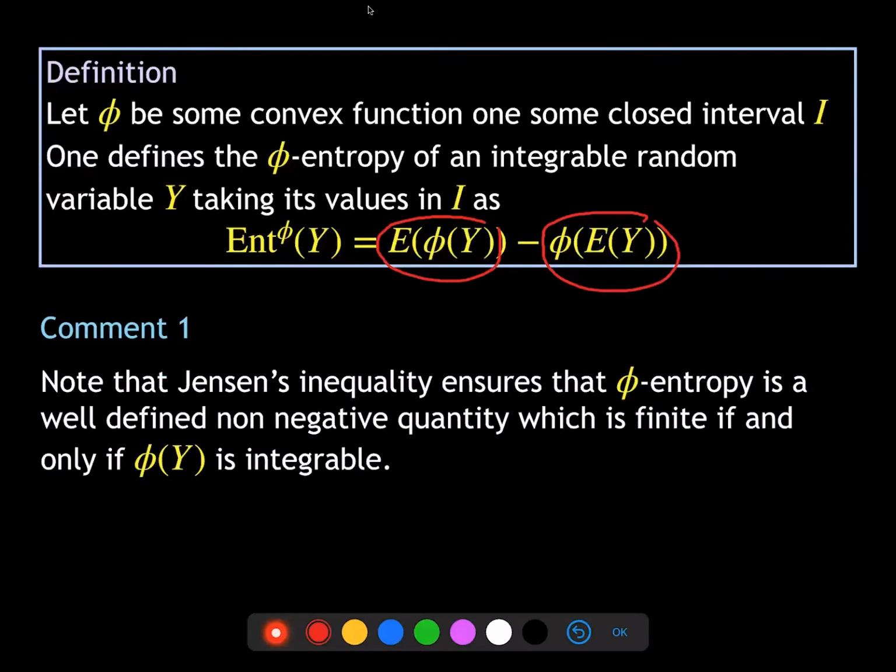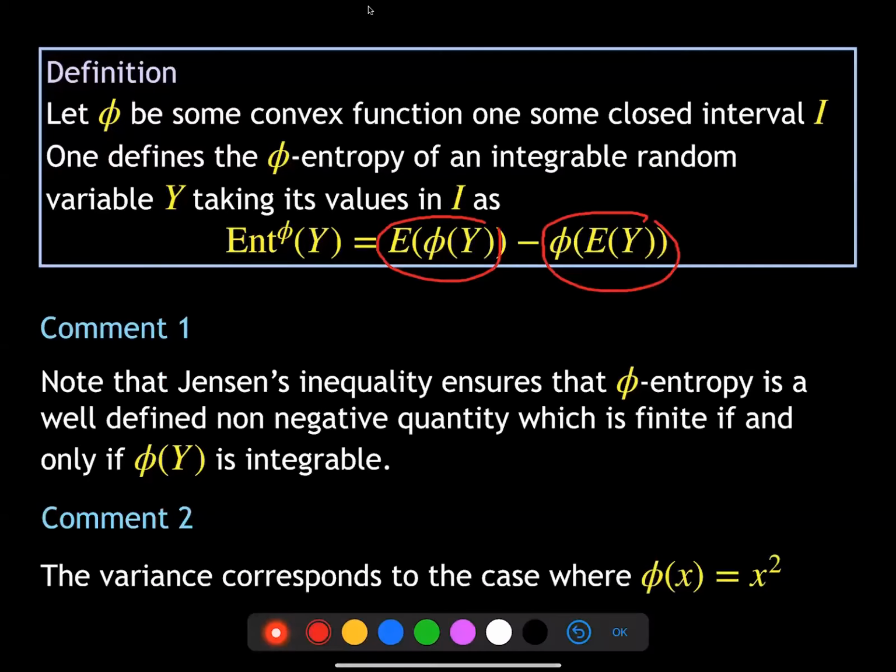And so it is always meaningful to consider the expectation of phi of y, because you can merely define it as the difference between the expectation of the positive part and the expectation of the negative part. So it always makes sense. And the phi entropy is finite if and only if the positive part of the variable has a finite expectation, that is, the function phi of y is integrable. So this is something that you have to notice.